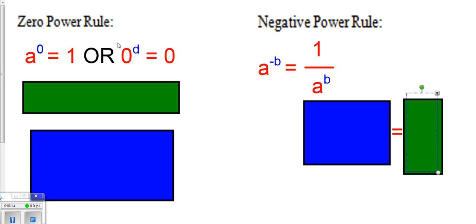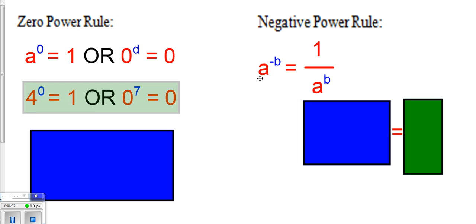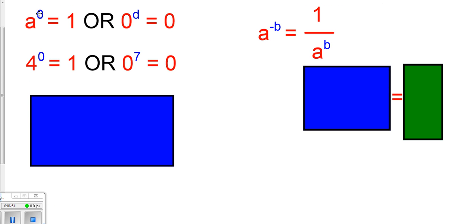The 0 power rule. This one actually has two parts. Anything to the 0th power equals 1. So any number you can think of, a to the 0th power just equals 1. Another part of the 0 power rule means 0 to any power just equals 0. Because again, that's just saying 0 times 0 times 0 times 0 times 0 as many times as you want, so it's just going to be 0. So some examples. Instead of a, if I replace it with 4, 4 to the 0th power, it's just 1. 0 to the 7th power means 0 times 0 times 0 times 0 times 0, 7 of them. That's still just 0. So if it's to the 0th power, it's 1. If it's 0 to some power, it's 0.